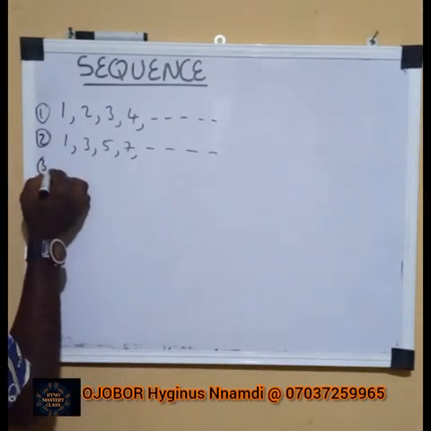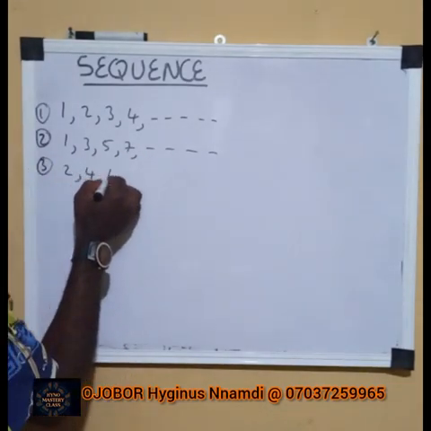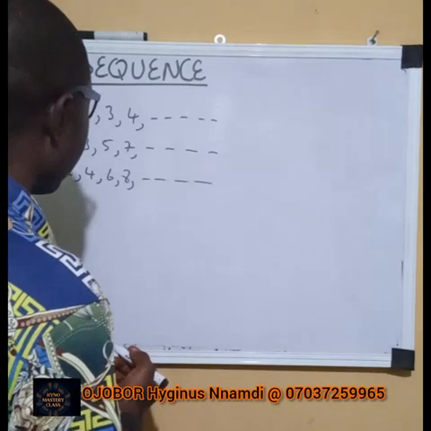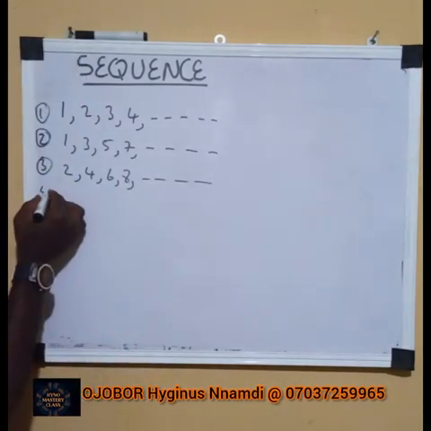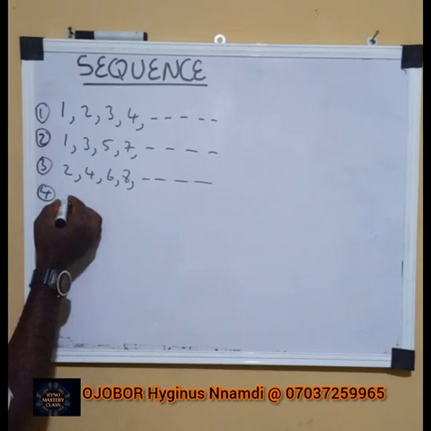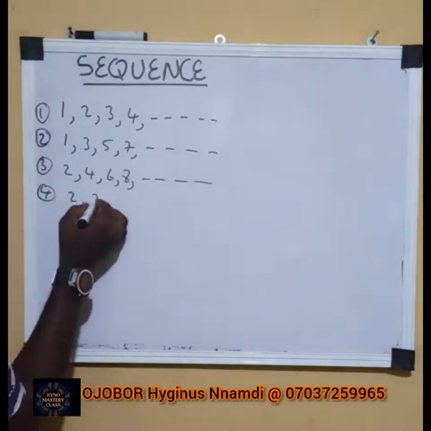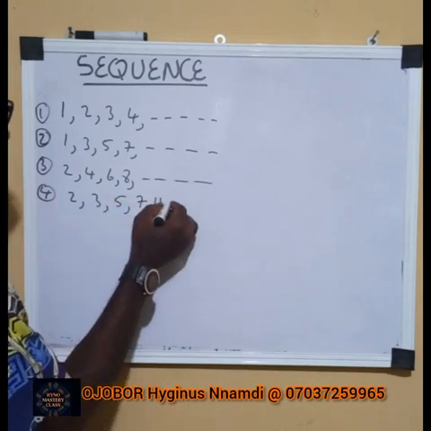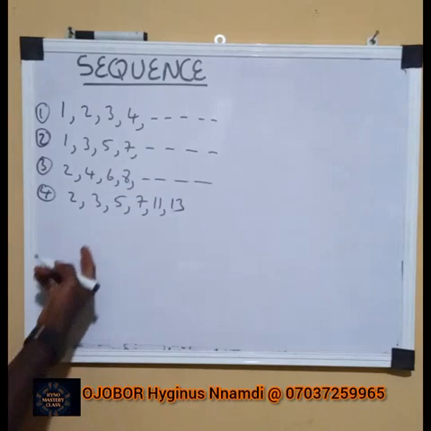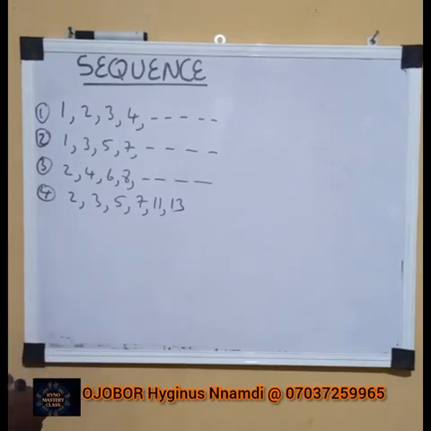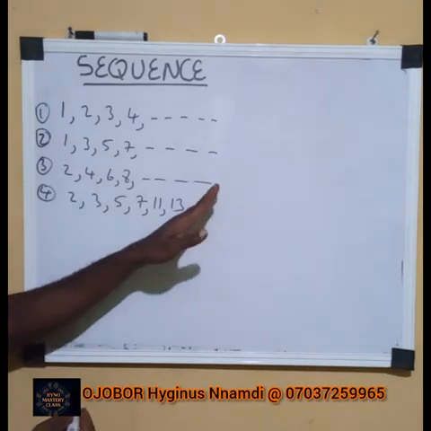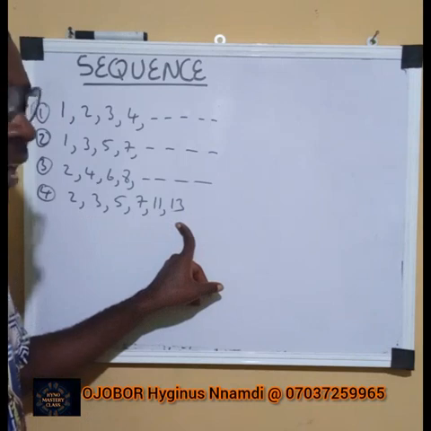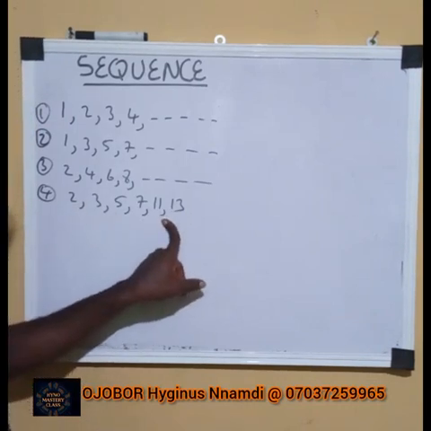We can also have example 2, 4, 6, 8, dot dot dot, an infinite sequence of even numbers. We can also have a sequence of 2, 3, 5, 7, 11, 13. This is a finite sequence of prime numbers because there is no dot dot dot. It ended in 13. Therefore, this sequence is finite and it contains prime numbers.